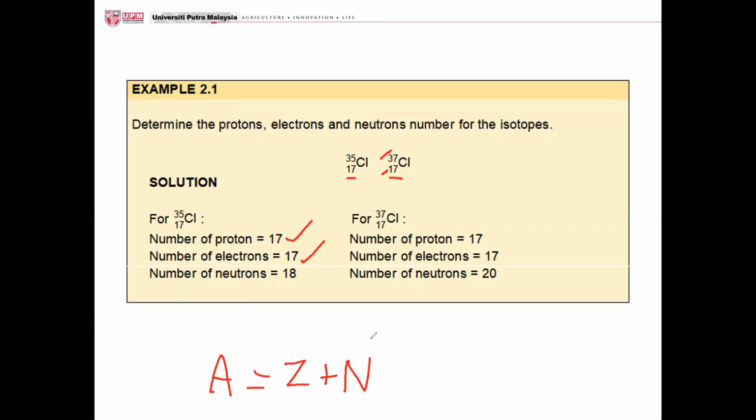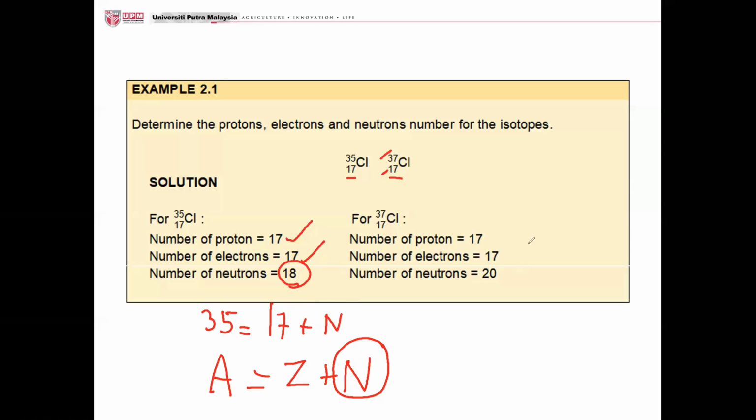Okay, you want to calculate N right now. So you have the value of A, which is 35, equal to, you have also the value for Z, which is 17, so plus N. Then calculate. So N is equal to 35 minus 17, then you will get 18. So for isotope 35, the number of neutron is 18.